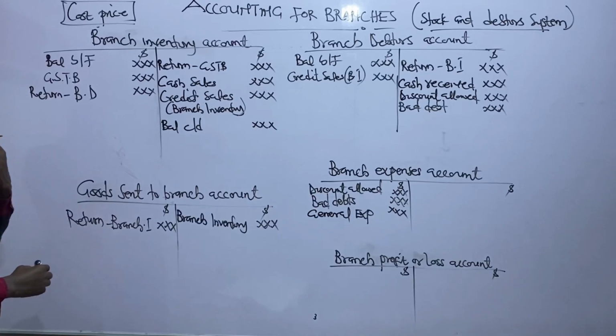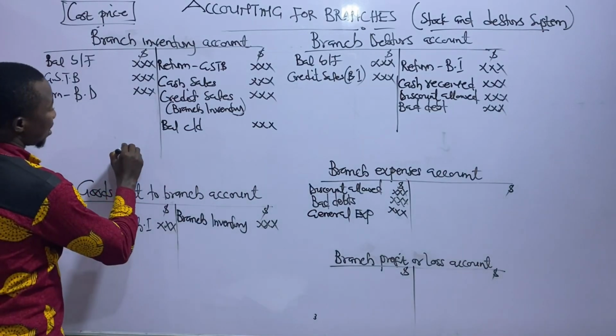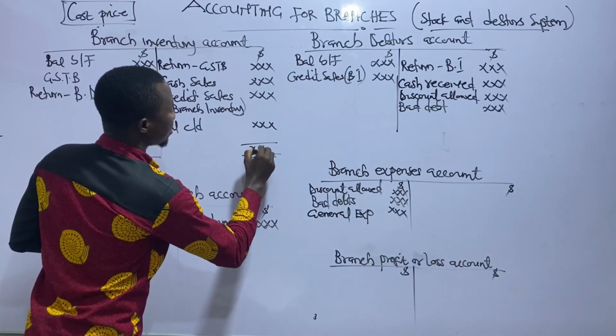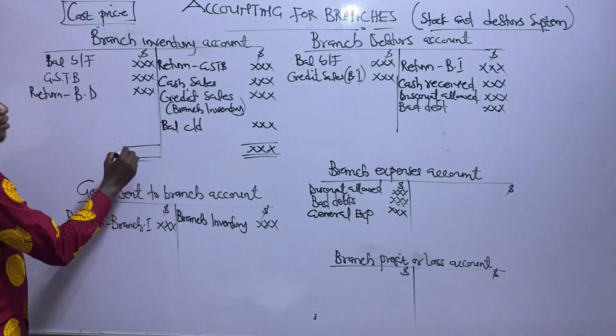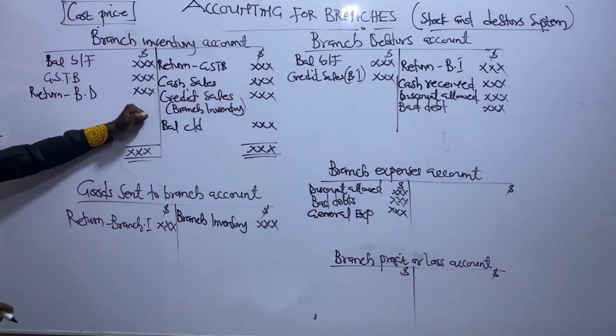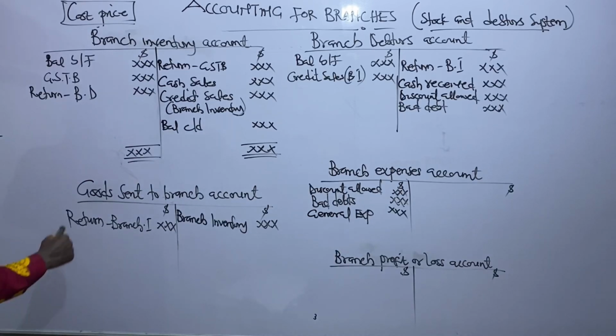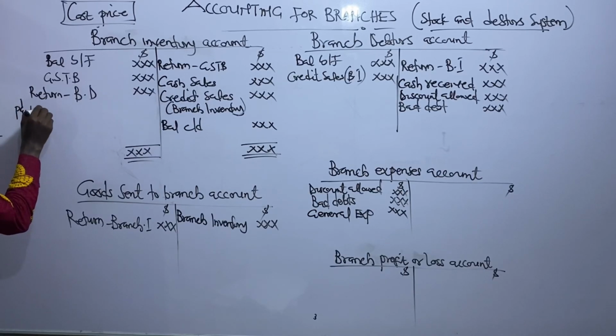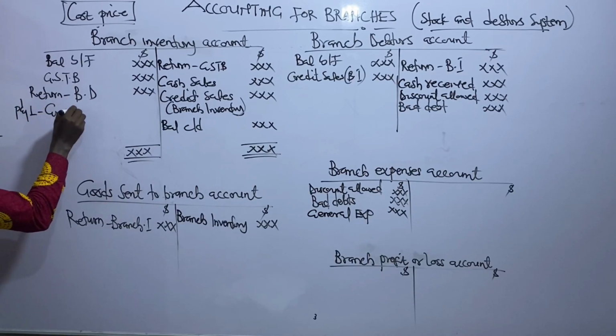Is that okay? So to balance off this account, we sum up the totals. In most cases, the credit side becomes the larger one. So the difference will appear at the debit side of the branch inventory account. And this difference, we call it a gross profit. Is that okay? So this gross profit will be transferred to the profit and loss account. So P and L, but then it is a gross profit.